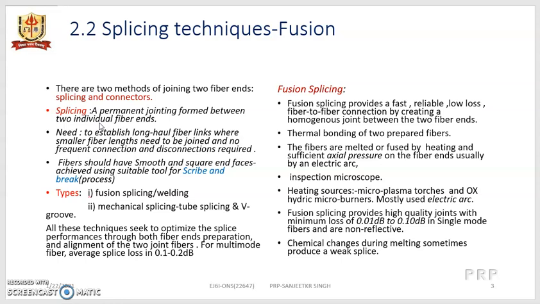We require long haul fiber links for long distance communication or transcontinental communication, where a smaller fiber length has to be joined with the other end. So no frequent connections and disconnections are required. There we require the splicing. Fibers should have smooth and square end faces to achieve this.